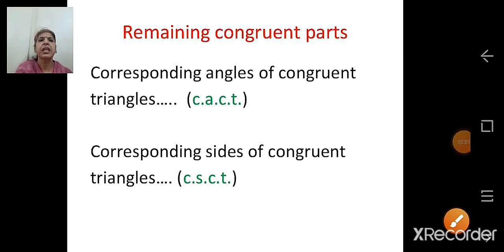These are the remaining congruent parts. We have studied that three specific parts determine the test of congruency. So, remaining congruent parts also we write, and they are corresponding angles of congruent triangles. In short, we write CACT. Corresponding sides of congruent triangles, CSCT. So, when we write CACT or CSCT, it is related to remaining congruent parts.